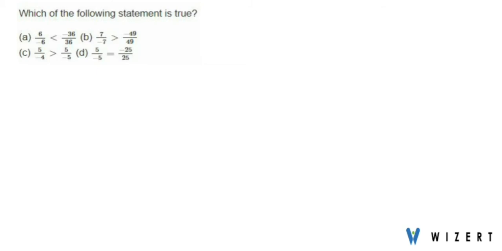Which of the following statements is true? We have to find out. So let's check the options separately.